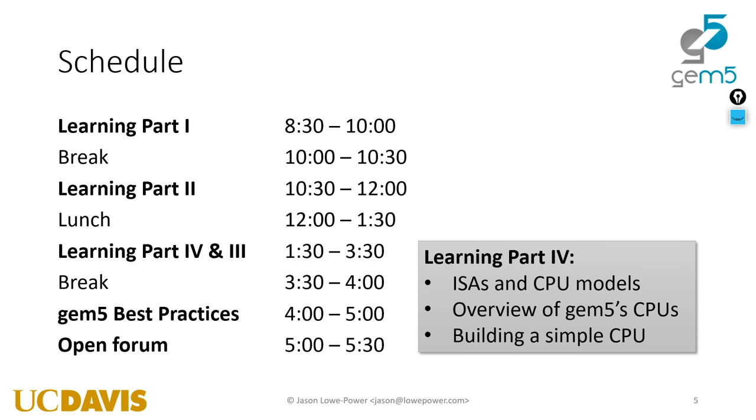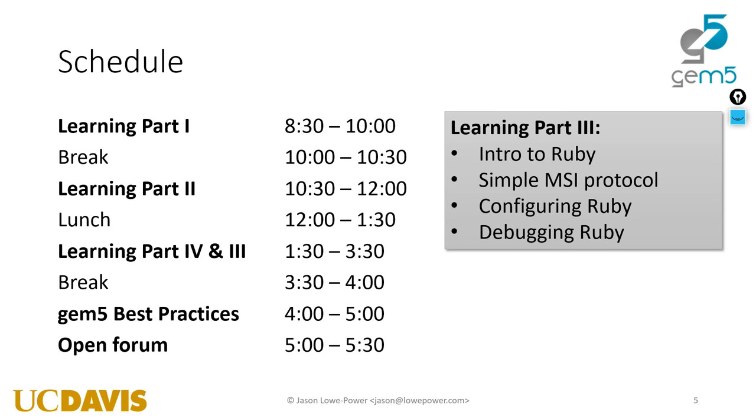In the afternoon, I haven't completely decided what order I want to do this in. In the book, it's Ruby, then CPU models. I think we'll see how we're feeling. If we're tired of the memory system, we'll go to CPU models first. Otherwise, we'll do Ruby first. We'll go over the CPU models in gem5, how gem5 CPUs work, and look at an example simple CPU. Part three is all about Ruby and cache coherence. We'll look at a simple MSI protocol, how to configure Ruby, and a little bit on debugging as well.